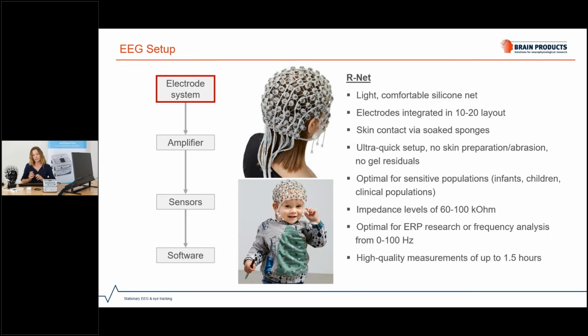Because of the gel-free technology, the optimal impedance levels of the RNet lie between 60 and 100 kilo ohm. This technology is perfect for ERP research, so it is going to be perfect for our purposes today. You could also perform frequency analysis of up to 100 Hertz. And you can record with the RNet for about 1 to 1.5 hours before the sponges start drying out, and you would need to add a bit more water.